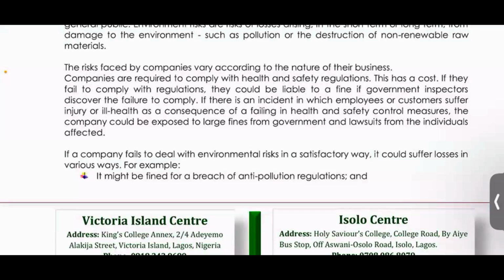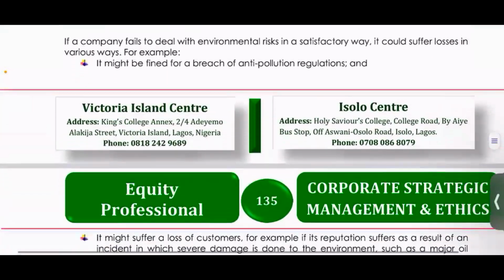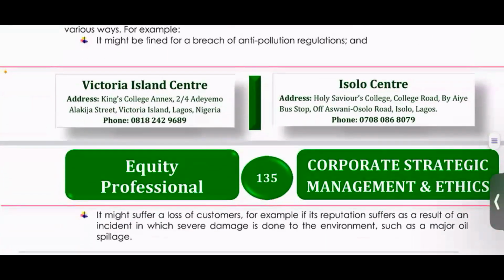from the individuals affected. If a company fails to deal with environmental risk in a satisfactory way, it could suffer losses in various ways. For example, it might be fined for a breach of anti-pollution regulations, and it might suffer a loss of customers, for example, if its reputation suffers as a result of an incident in which severe damage is done to the environment, such as a major oil spillage.